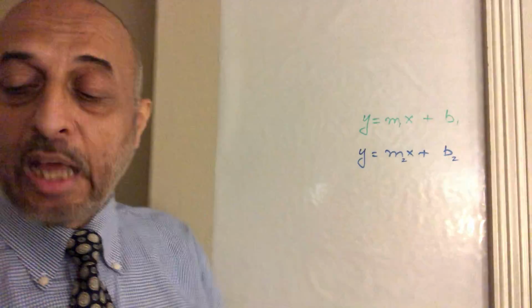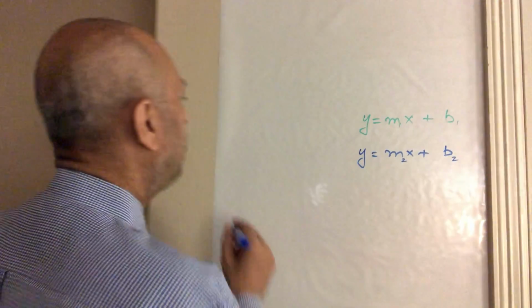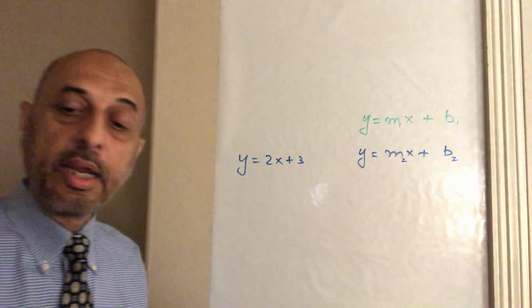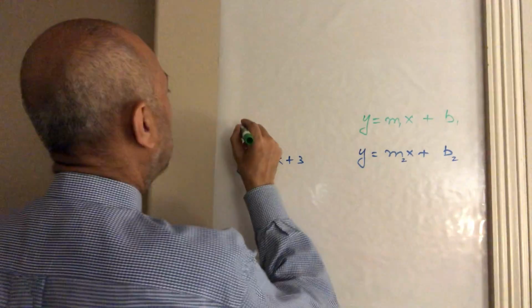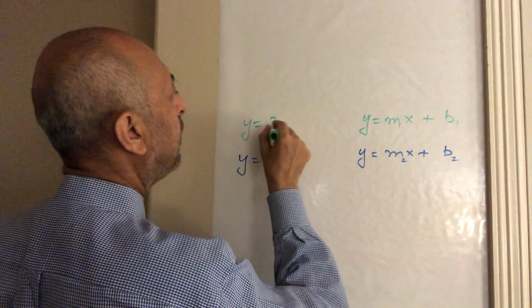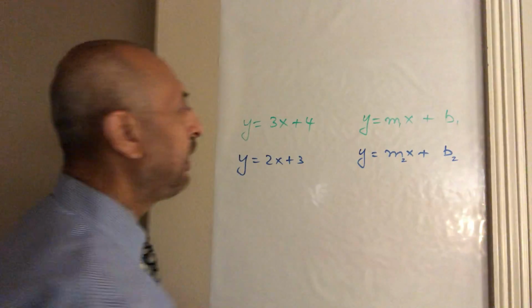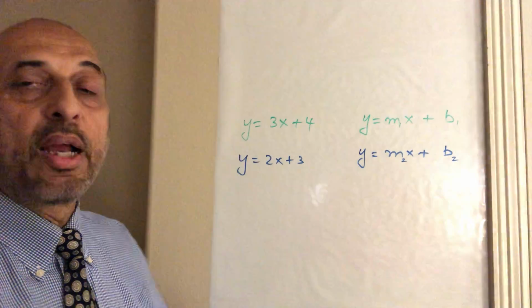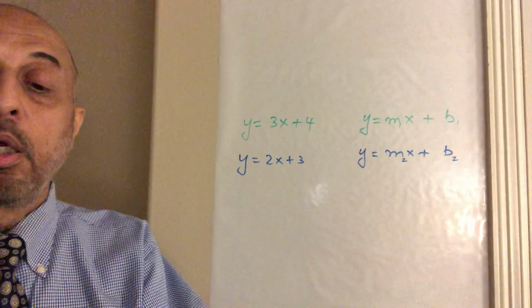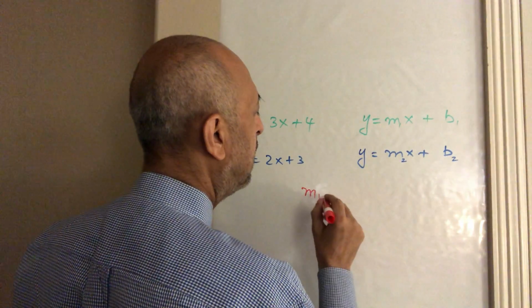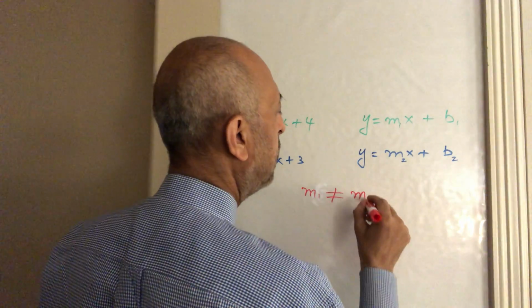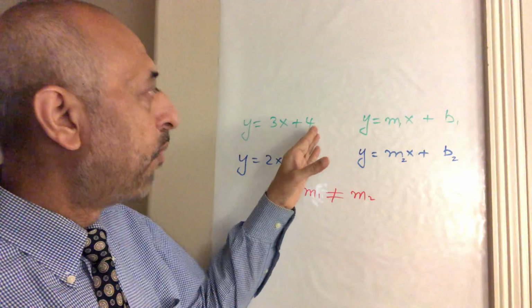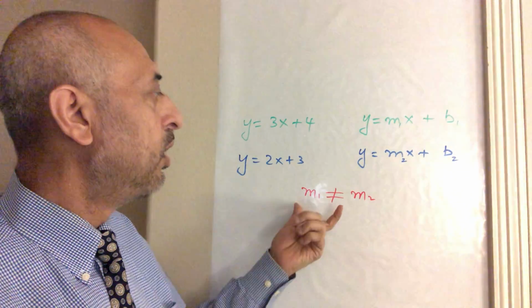As an example, I could say that y equals 2x plus 3 and y equals 3x plus 4. As you can see, each one of the two equations has a different slope and a different y-intercept, which means m1 is not equal to m2. Actually, the y-intercept really doesn't matter when the slopes are different.